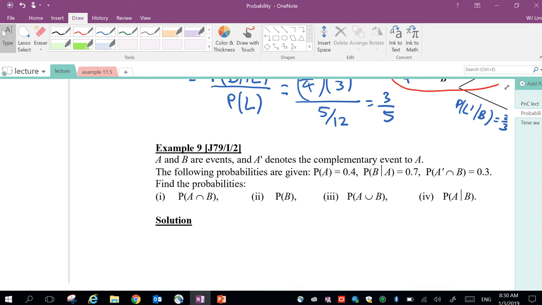A and B are events. A prime denotes the complementary event to A. They give you certain information: P(A) is 0.4, P(B given A) is 0.7, P(A prime intersect B) is 0.3. You notice that there are no stages, so I don't use a tree diagram. They only give you such events, so likely it is a Venn diagram.